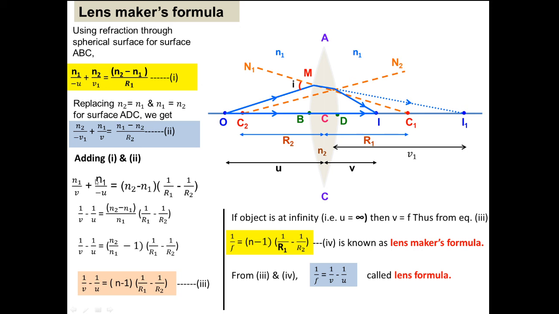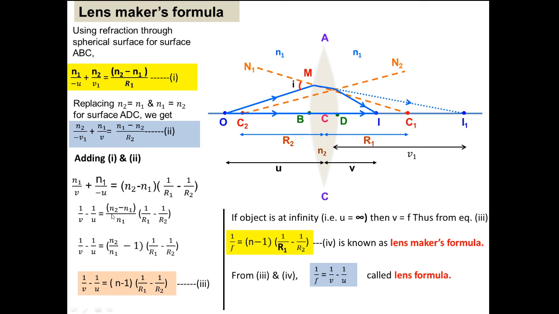Again we can take N1 common from the LHS. Then the LHS will be 1 by V minus 1 by U equal to N2 minus N1 by N1 into 1 by R1 minus 1 by R2. Now, yes, beta. Okay, just wait. We will come to the blackboard.